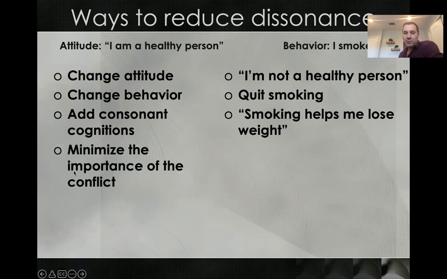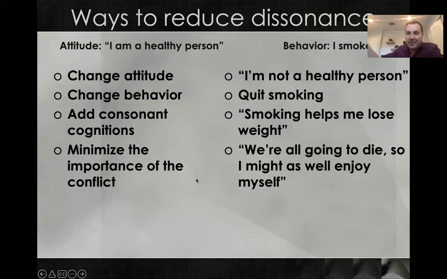A 4th way to reduce cognitive dissonance is to do something known as minimizing the importance of the conflict. In this strategy, what happens is that we acknowledge that there is a conflict between our attitude and our behavior, but we basically convince ourselves that it's not a big deal for whatever reason. So for example, we might say, well, we're all going to die. Even the healthiest person who exercises 10 hours a day and eats nothing but salads, they're going to die at some point as well, right? So if we're all going to die, we might as well enjoy ourselves while we're here. And so I might as well smoke.